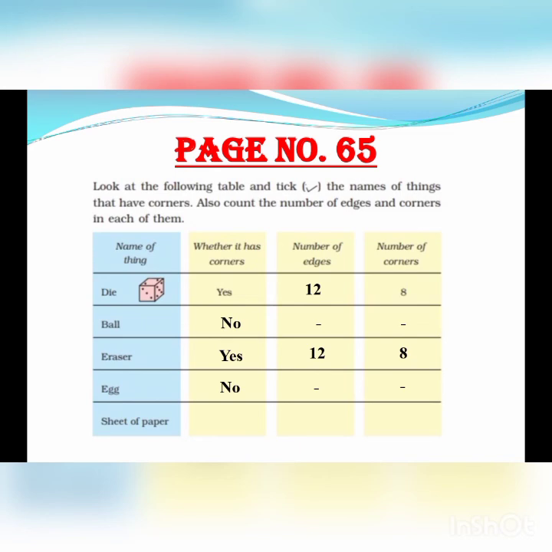And the last example is a sheet of paper. Now you tell me all the answers. Do it fast. Yes, very good. We know that it has corners. So we will write yes. And there are 4 edges and 4 corners. Am I right? Yes, very good.